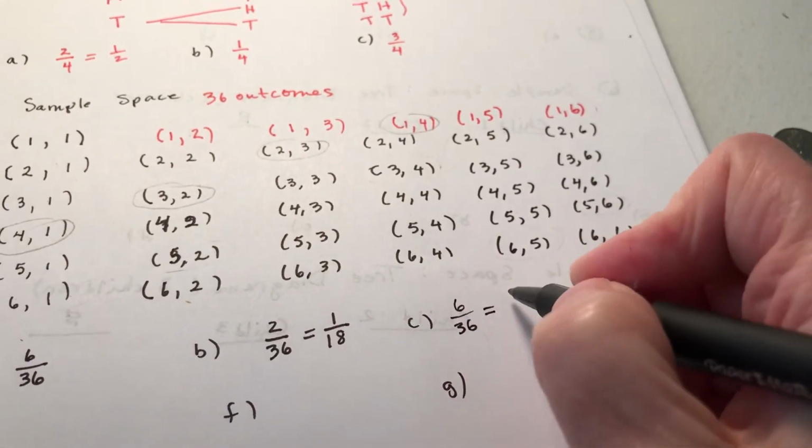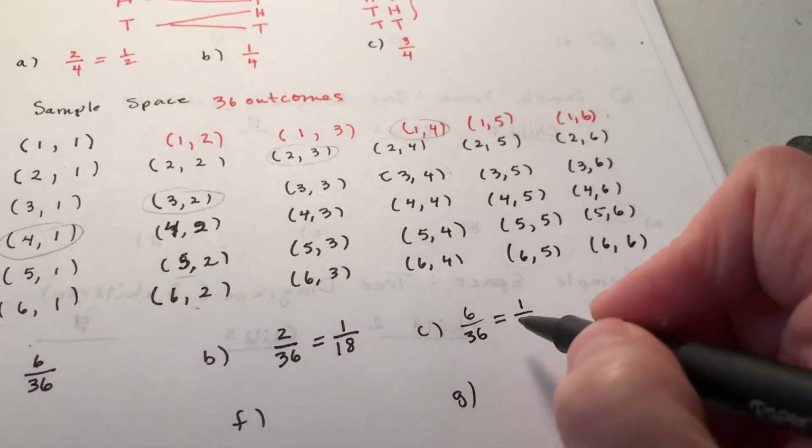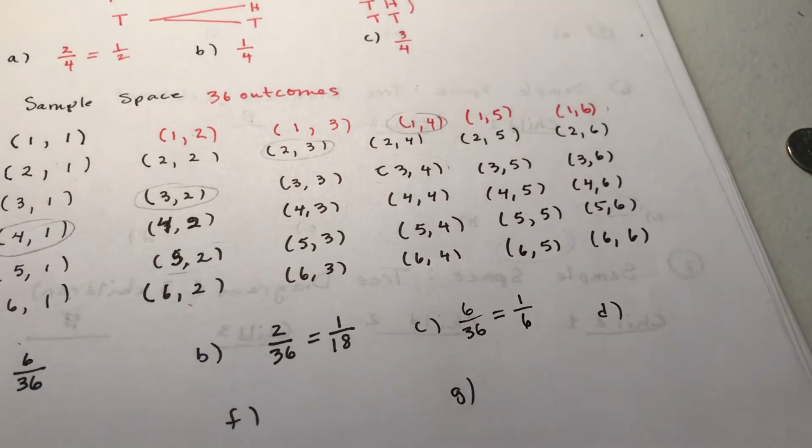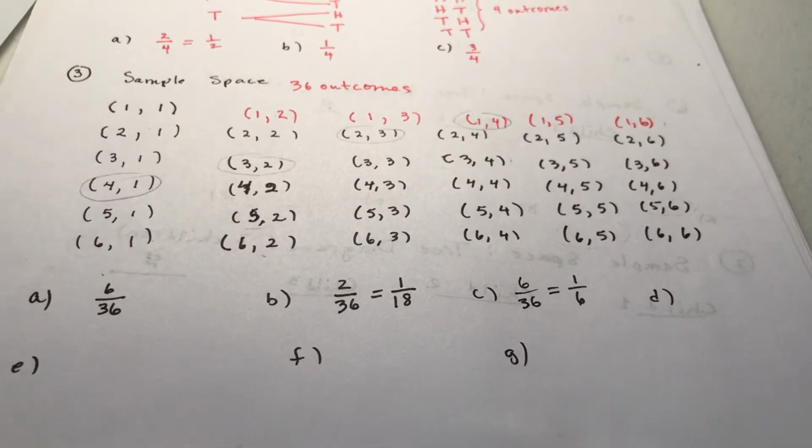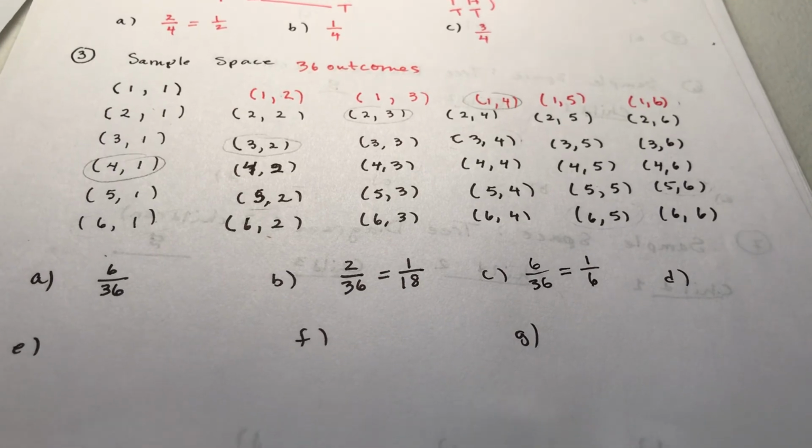And reduce that for Math Excel. For me, you can leave it as 6 out of 36, I don't care. But Math Excel will insist that you simplify that. All right, I'll be back with the rest.